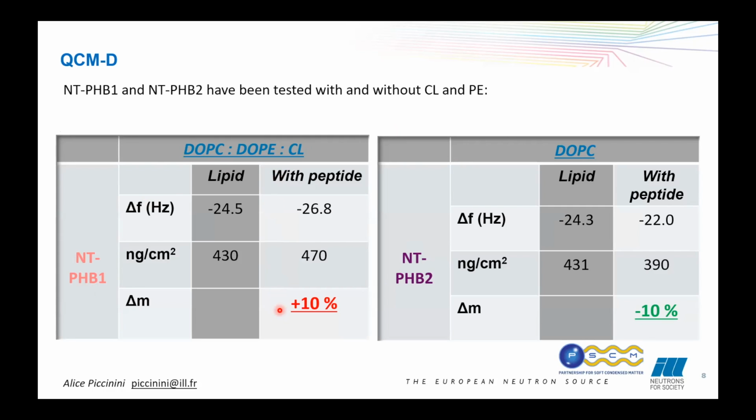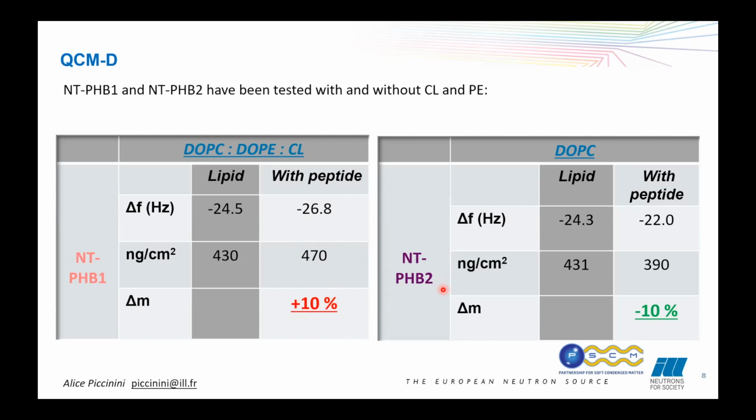And you can see that after I added the peptide, I have an increase of mass of 10%. And this is due to an insertion of the peptide in the bilayer. I performed the same experiment without cardiolipin, and we have no change of the system, so no insertion.